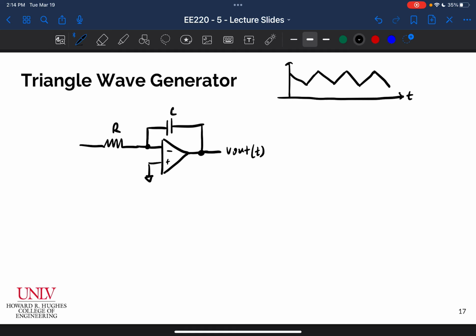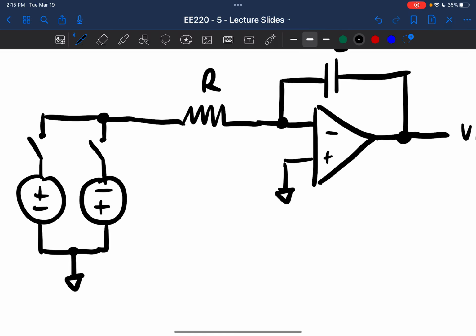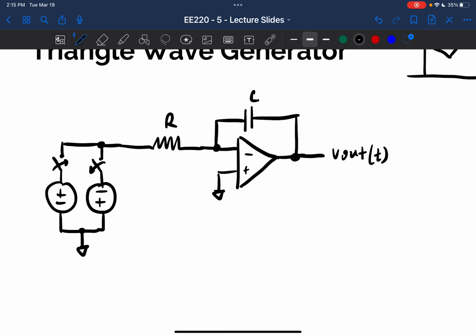Let's see, what's the best way to do this? I'm going to go ahead and put 2 voltage sources connected as such, and then each one will have an associated switch. And so what I'm going to do is let this one be on for every other millisecond, and then this one be on for every other millisecond. So basically, we're going to put 5 volts here and negative 5 volts here.